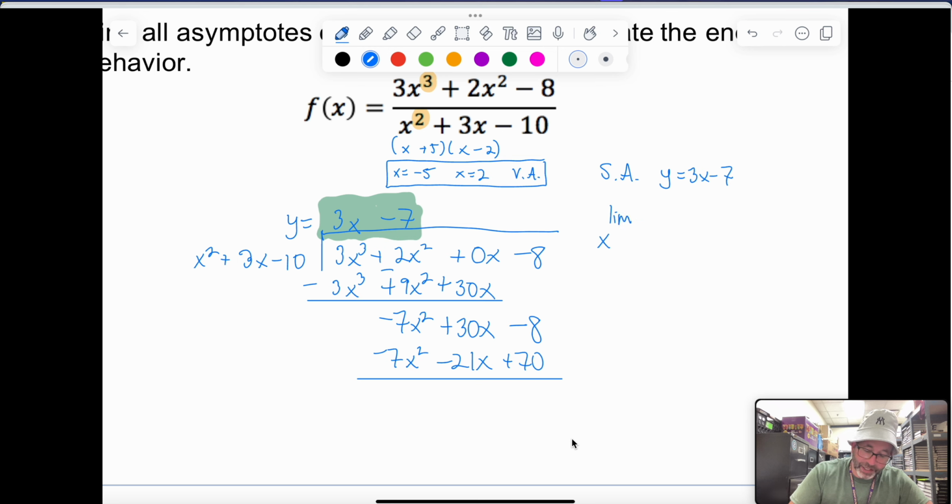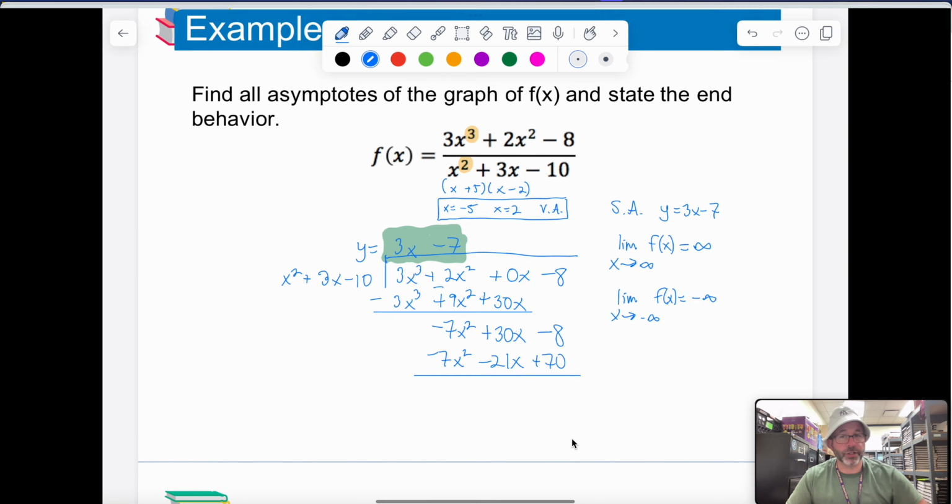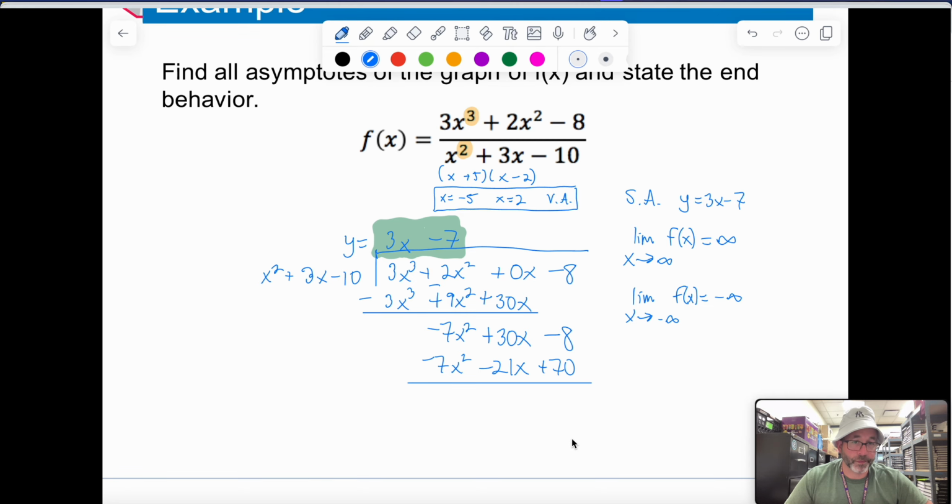The limit as x approaches infinity, so as x goes to the right, my graph goes up. And as x goes to the left, my values go down. There you go. There's your end behavior and your asymptotes.